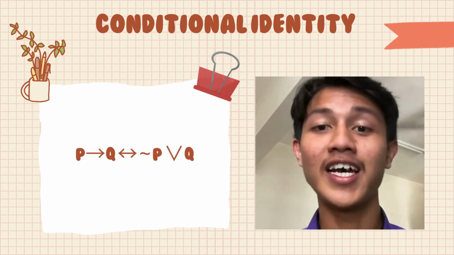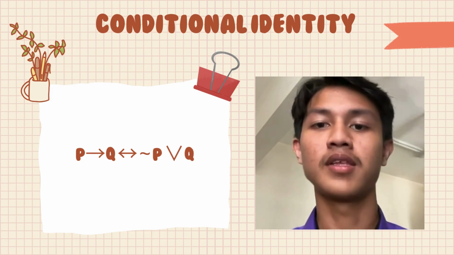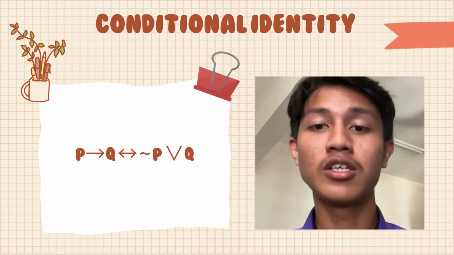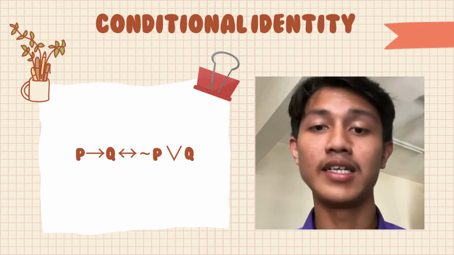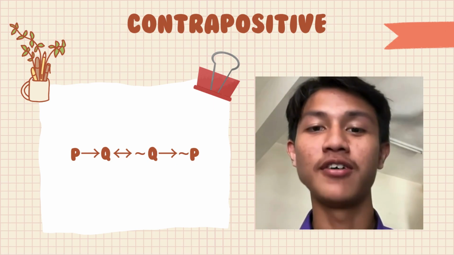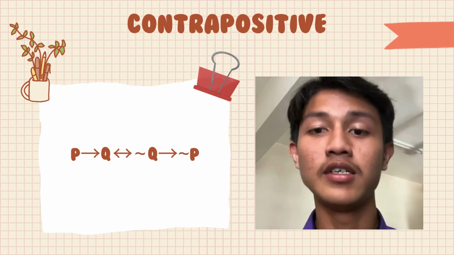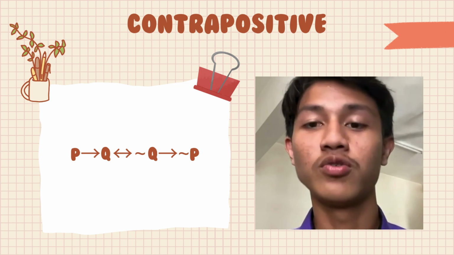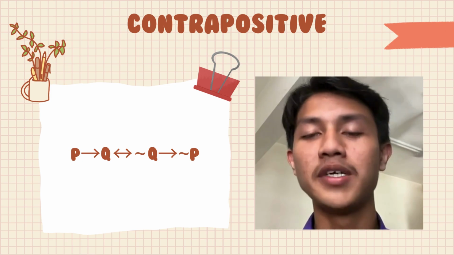Next one is conditional identity. Now, for conditionals, a statement like if P then Q, the conditional identity tells us that P implies Q will get not P or Q. This helps translate between conditionals and basic logical operators. Next is contrapositive. Contrapositive is a very useful transformation in proofs. It says P implies Q is logically equivalent to not Q implies not P. The structure changed, but the truth remains the same.